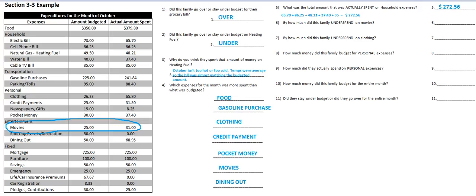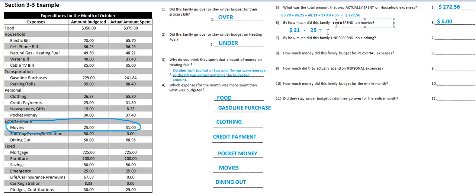On movies, did they actually underspend? No, they actually overspent. So let me change that up. That way the question makes better sense. How much did they overspend, right? There we go. How much did this family overspend on movies? Well, what we've got to do to calculate the overspending is we subtract. We take the bigger number minus the smaller number. And by doing that, we get $6. So they overspent by $6.